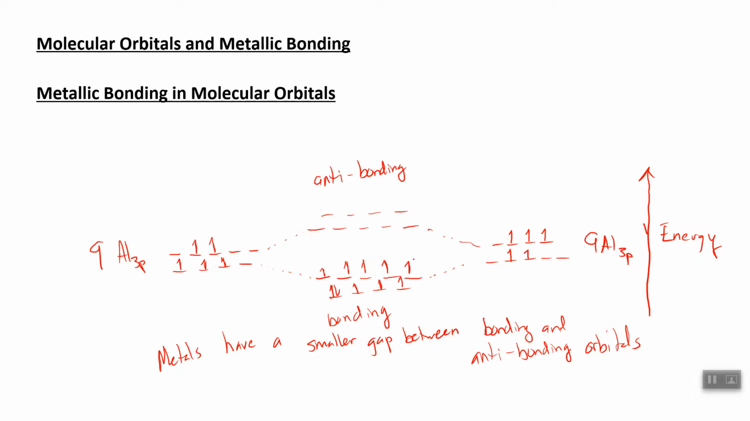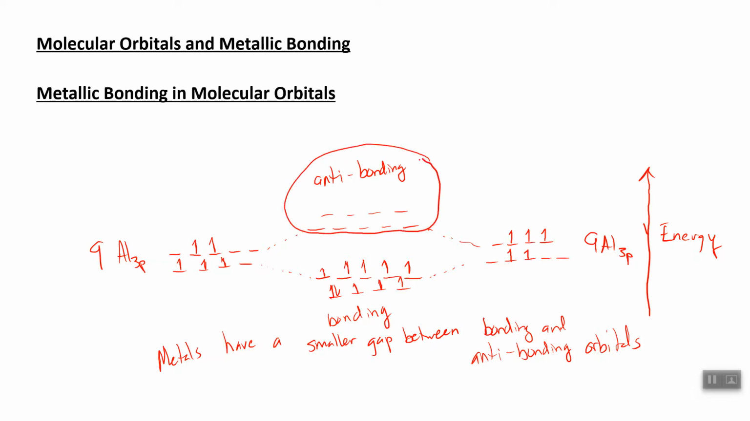Right? Because metals tend to have a lot more atoms, right? I have 9 here, but in reality, it's going to be billions upon billions of atoms that are associated in a sheet of aluminum or aluminum wire or something like that. So we have these massive numbers of orbitals that we have to deal with.